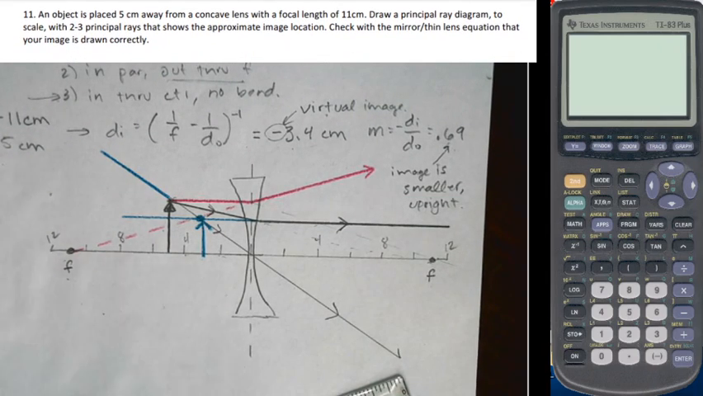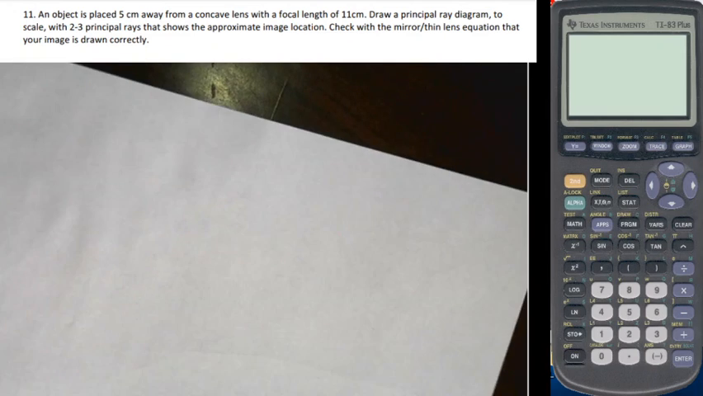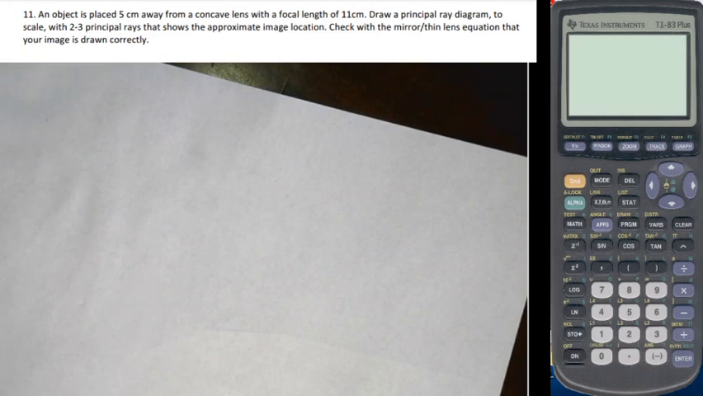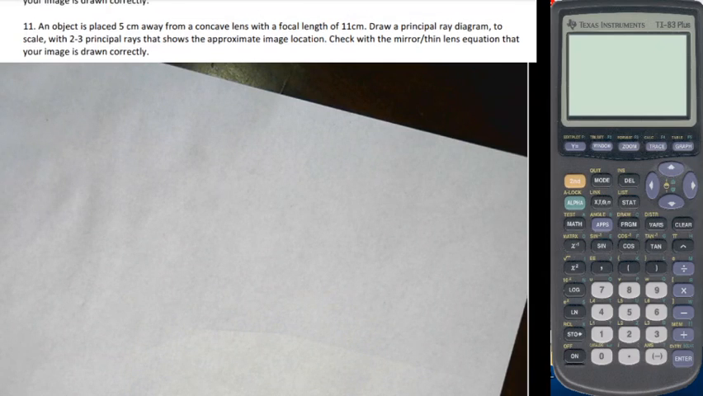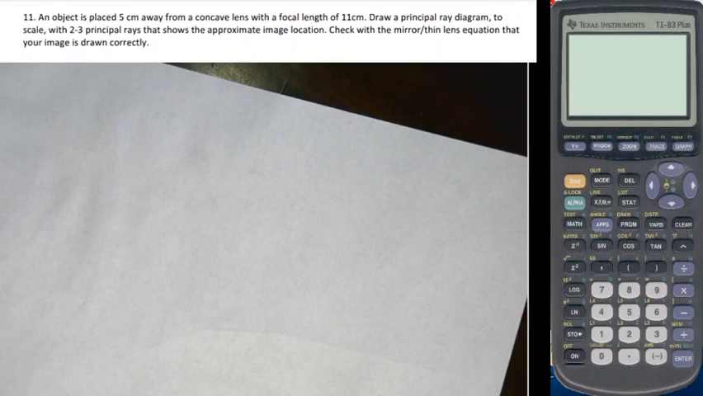Let's do one more, which is an object 5 centimeters away from a concave lens with a focal length. Oh, that seems to be the exact same question that I already did. Let me check.